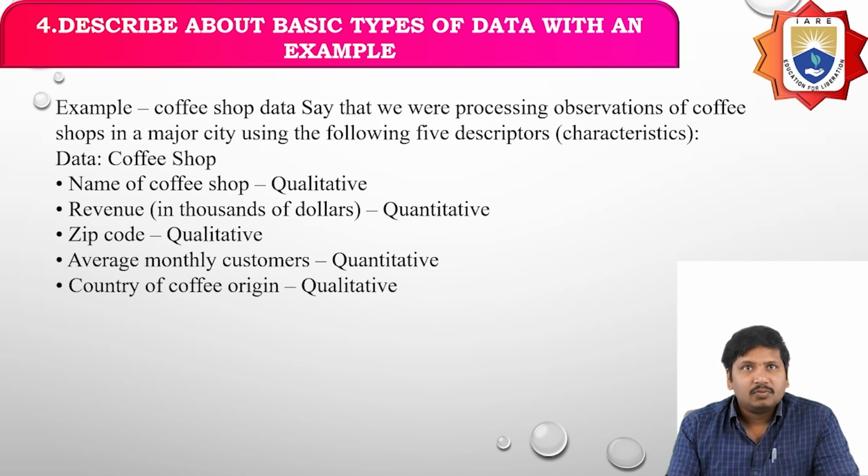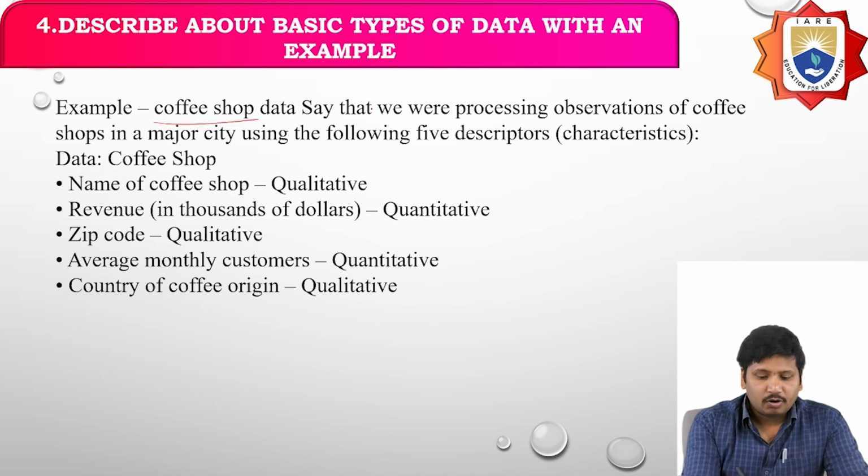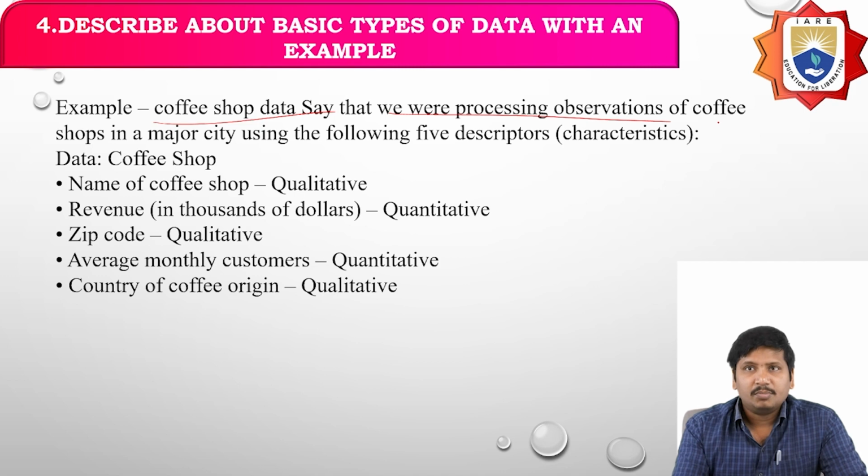Let me explain with examples of data or categories. Suppose we have an application like a coffee shop. Say that we are recording some observations of coffee shops in a major city using the following five descriptors.